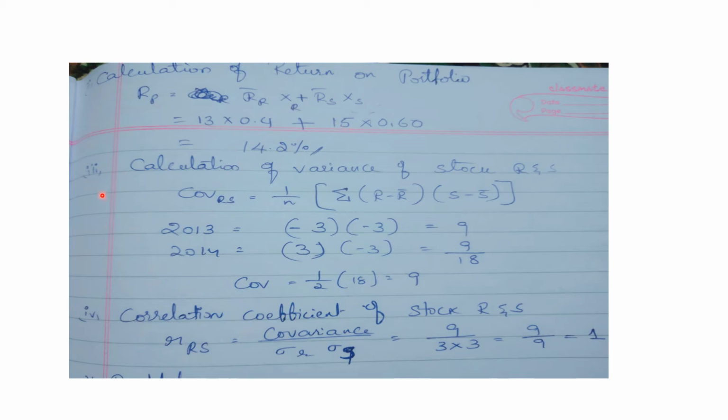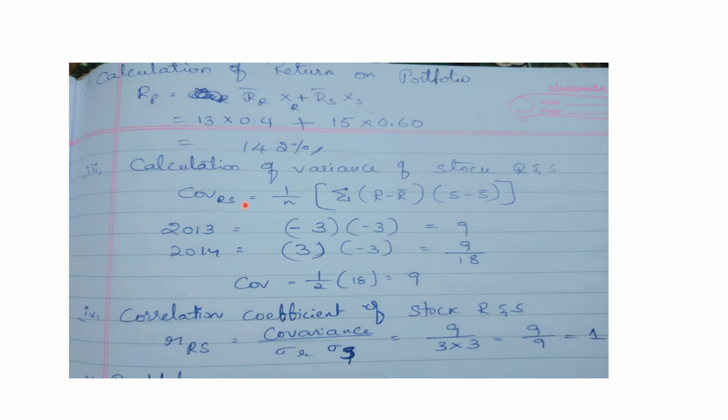Then the second one: what is the return in each stock? Return only we have calculated, this is the second one, no? Here this is the second one, calculation of return on portfolio with 40% and 60% of R and S stocks. Next, coming to the next one, calculation of covariance of stocks R and S. So you have to give the formula here.